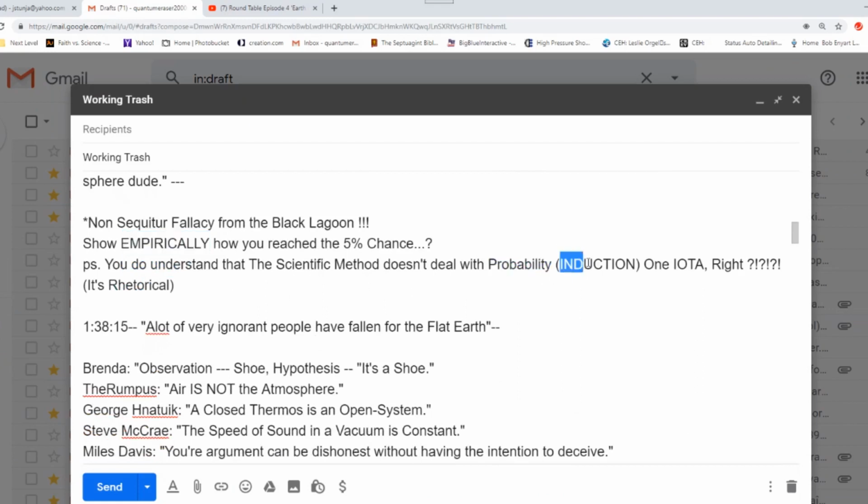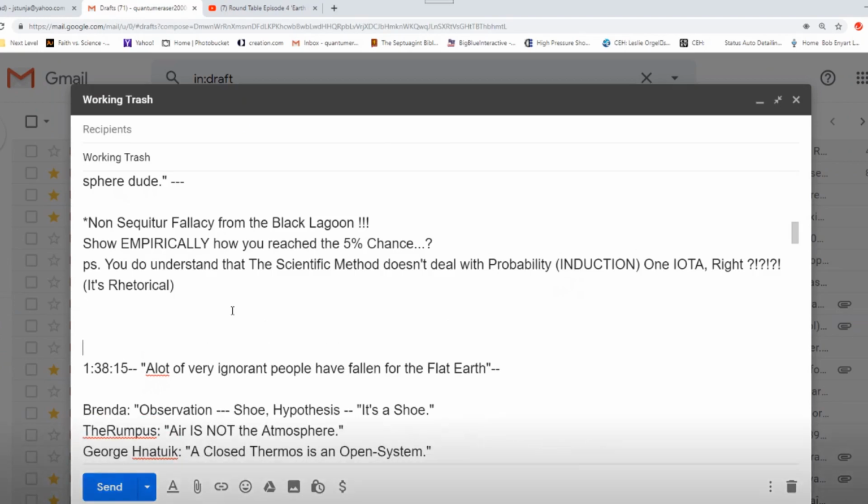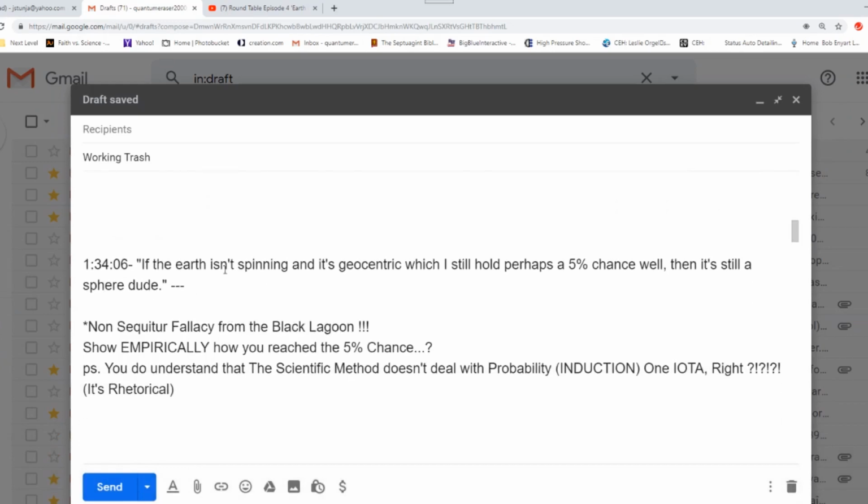That's induction. One iota, right? Obviously rhetorical. It's also just a downright, clumsy, begging the question fallacy. So saying if the Earth isn't a spinning geocentric, is that how he said it? Which I still hold perhaps 5% chance, then it's still a sphere, dude. Well, what you're saying is if Earth, which you're automatically dictating to us in this statement, is spherical but just doesn't spin, then it's still spherical.